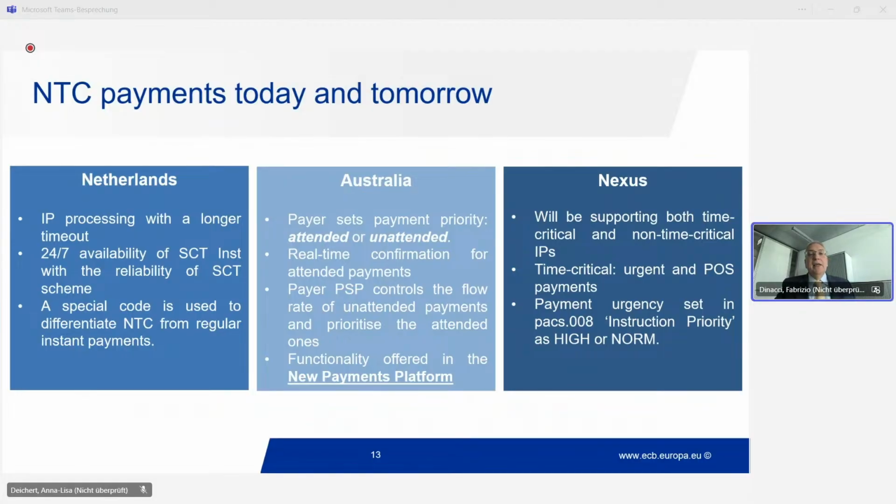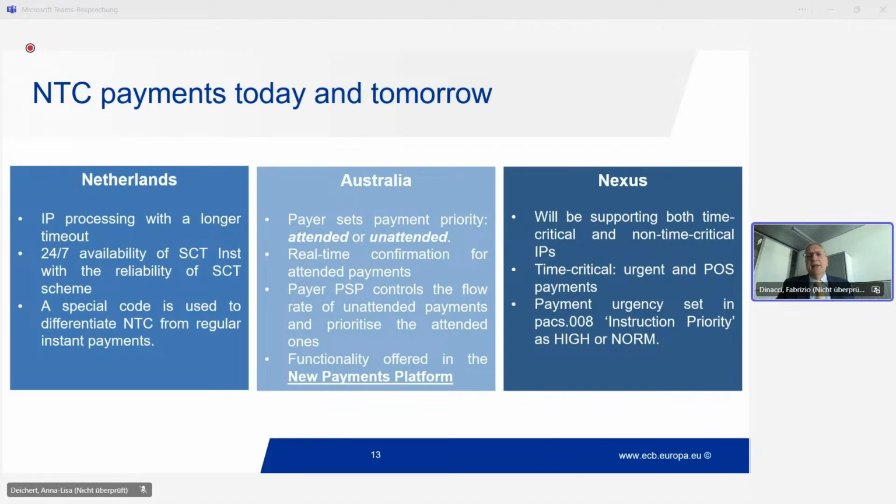And in the next slide, we see what happens, for example, in the Netherlands. So we have, again, that there is IP processing. That is the secret. IP processing means that there is the same processing as for an instant payment, but with a longer timeout. Andrea will elaborate much more and much better than me. Of course, this mixes up the availability that has to be 24/7 as for the SCT Inst, but also with the reliability of the old credit transfer scheme. So this putting together is done by some special code that is used to differentiate the non-time critical from the regular instant payments and from the old credit transfers.